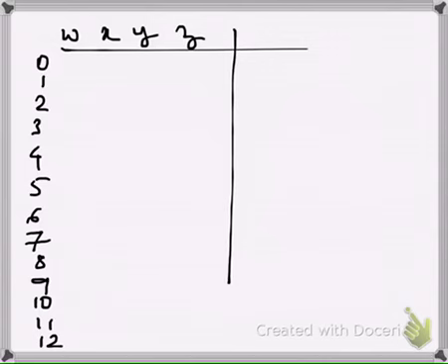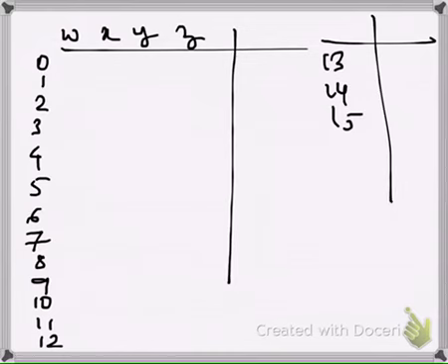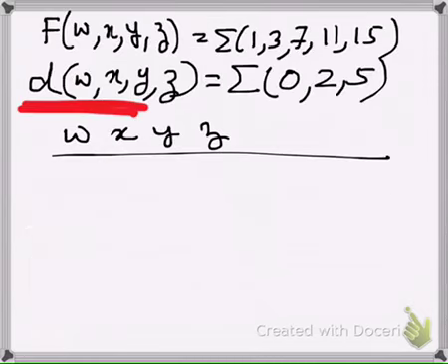13, 14 and 15. These are the possible combinations I have, the min terms. So for 0, you can see the function d here says for 0 it is unspecified, 2 is unspecified, 5 is unspecified.